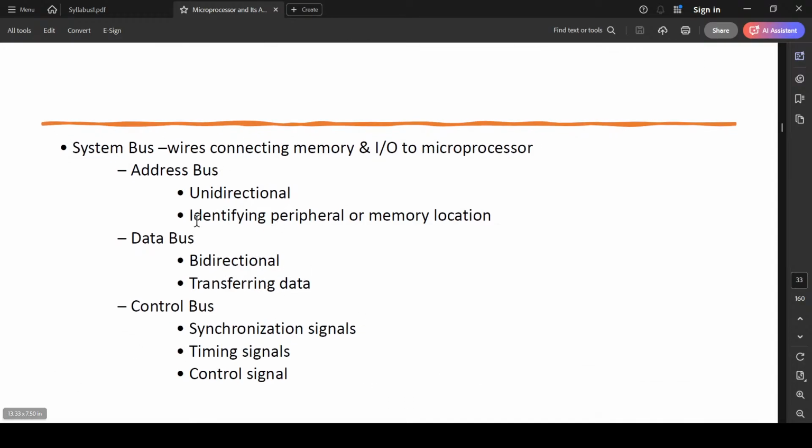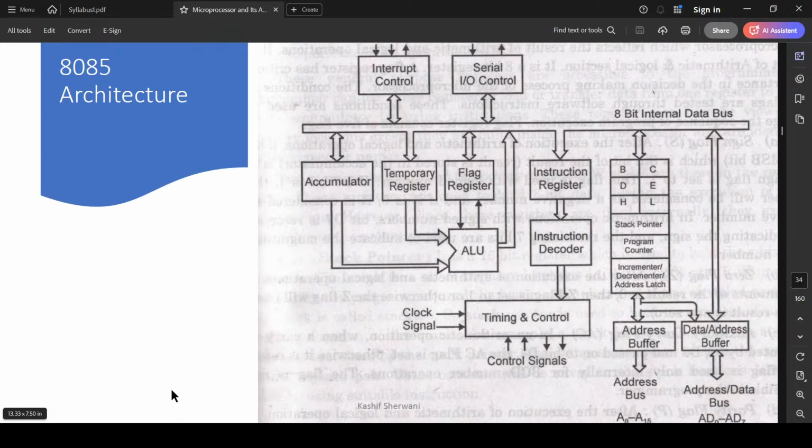There are three types of buses. Address bus is unidirectional, identifying peripherals like mouse and keyboard. Data bus is bidirectional, transferring data. Control bus carries sync, timing and control signals.